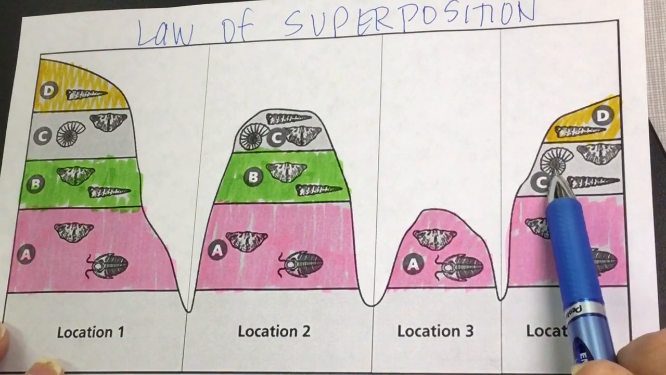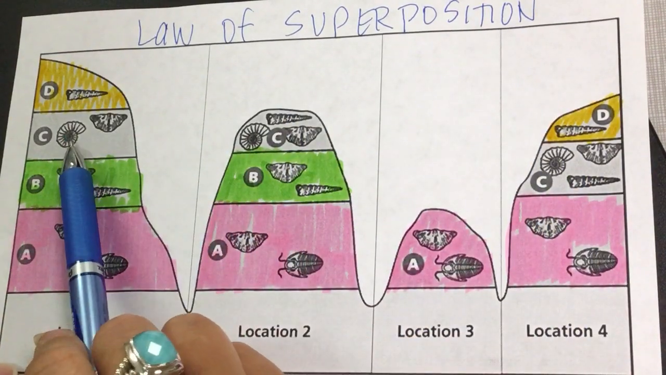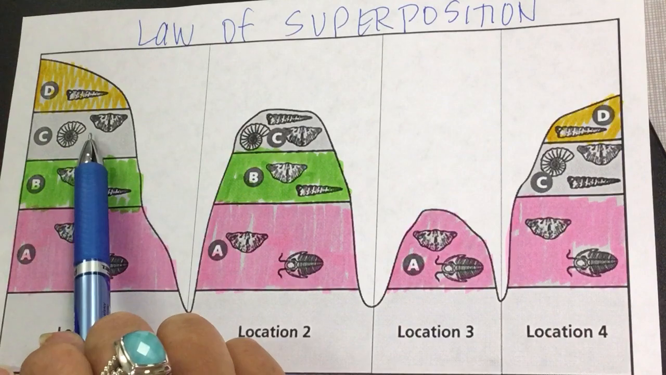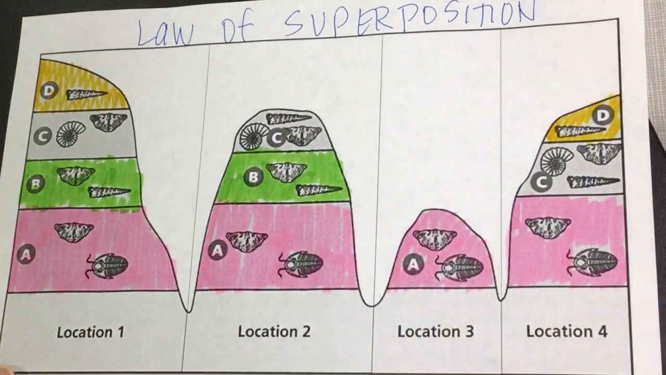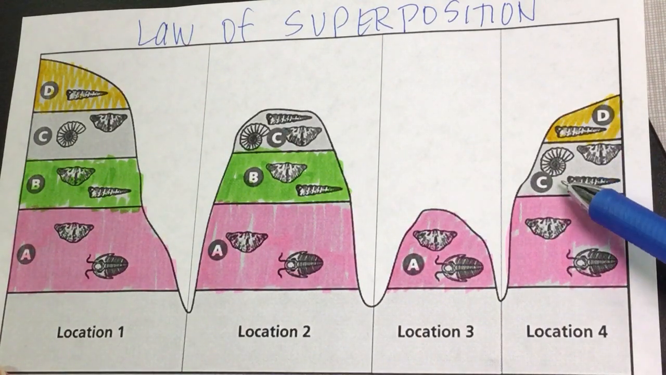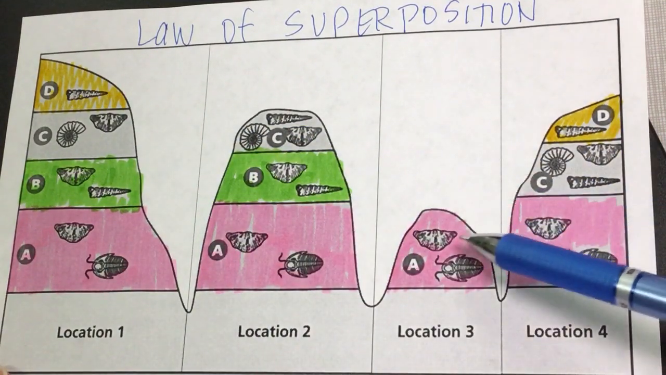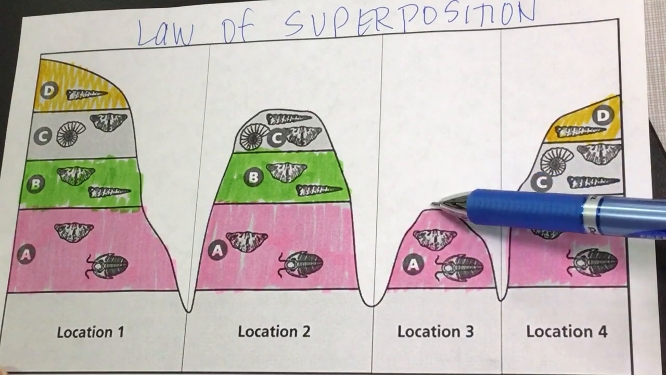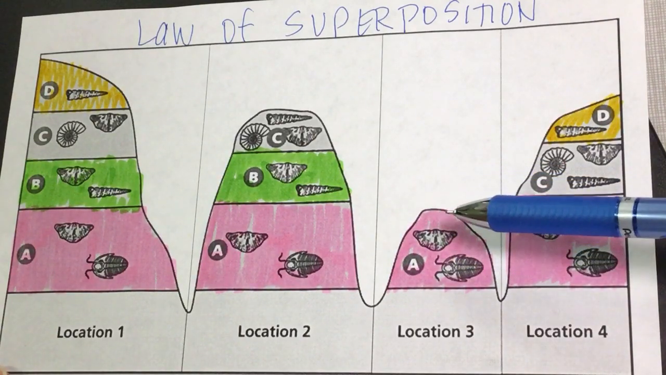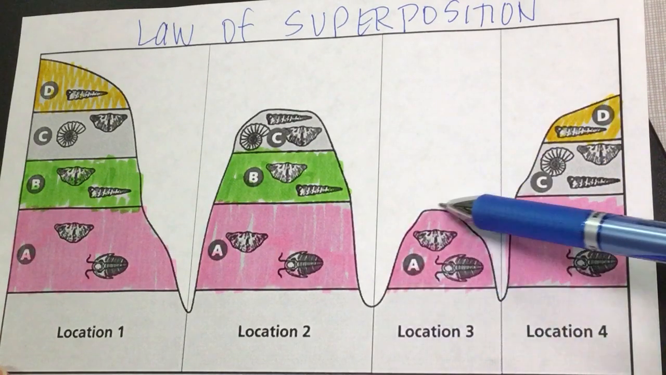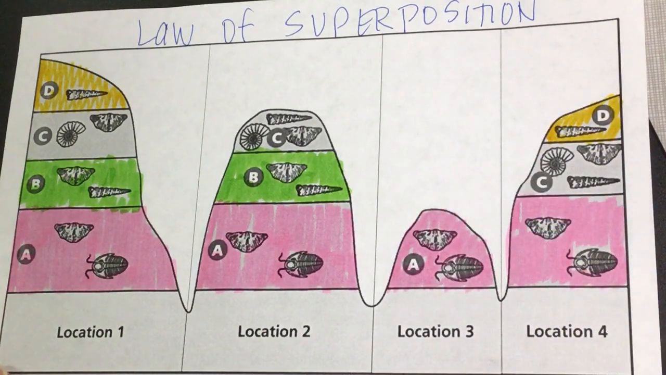And since we know that ammonites lived during the Mesozoic era, we know that C at location 1, 2, and 4 had to have formed during the Mesozoic because ammonites went extinct after that. So we know that layer C is approximately Mesozoic age at all 3 of those locations. So again, why do you not have layer C at location 3? Probably it eroded, especially since the shape of this is pretty rounded at the top. That indicates there's probably a lot of erosion that's taking place.